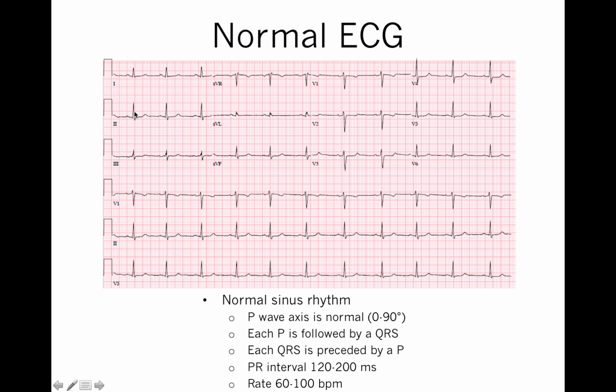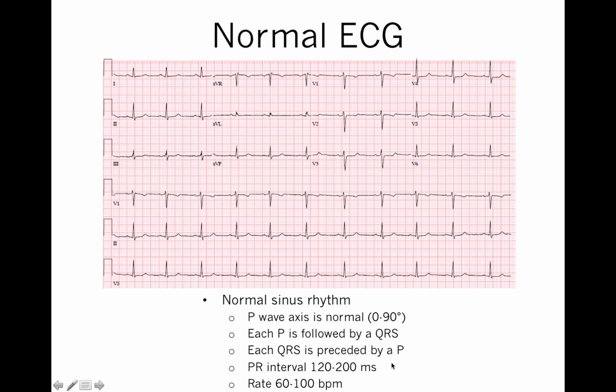So this is what we call a normal axis of the P wave. And it tells us that the electrical signal is coming from near the sinus node or from the sinus node. So a normal P wave axis is normal, which is 0 to 90 degrees. Each P wave is followed by a PR interval and then a QRS. The QRS axis is also usually normal, positive in 1 and 2.